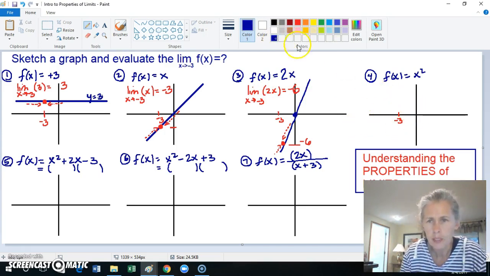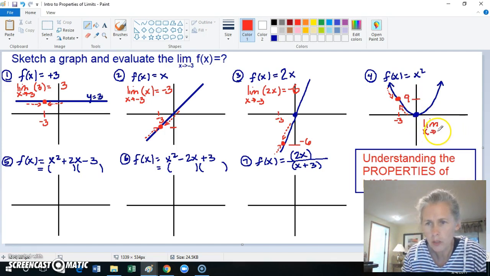All right, next equation, y equals x squared. We know that to be a parabola with a vertex passing through the origin. As we approach -3 for x on the left, and as we approach -3 for x on the right, our y value is approaching 9. So the limit as x approaches -3 on the function x squared is 9.